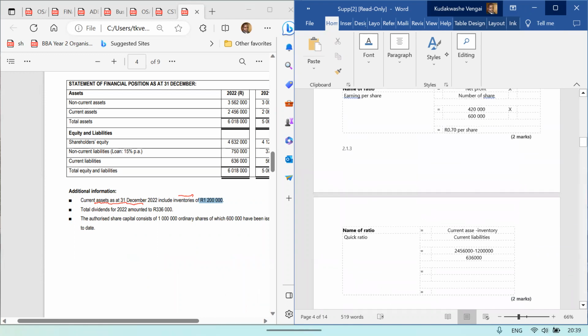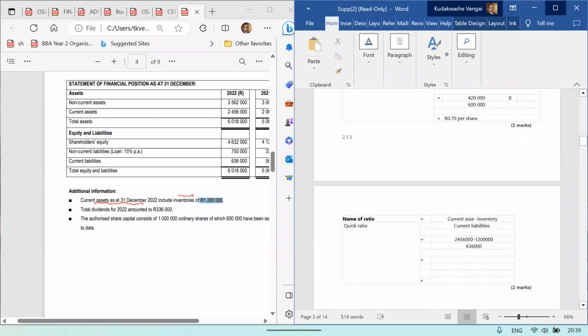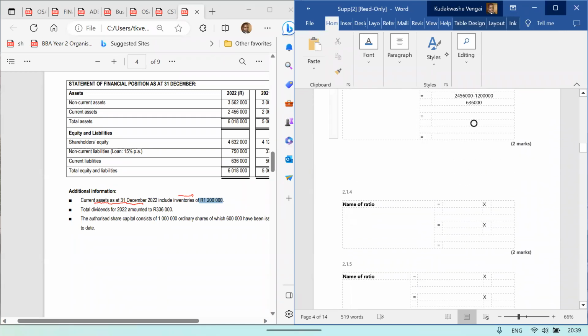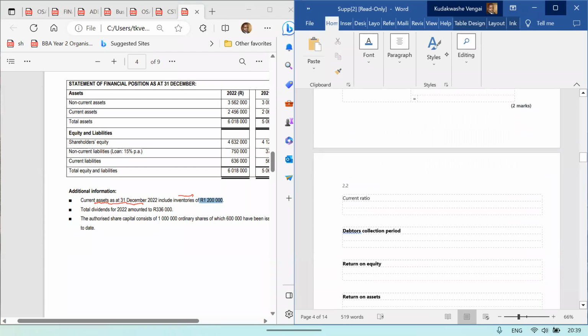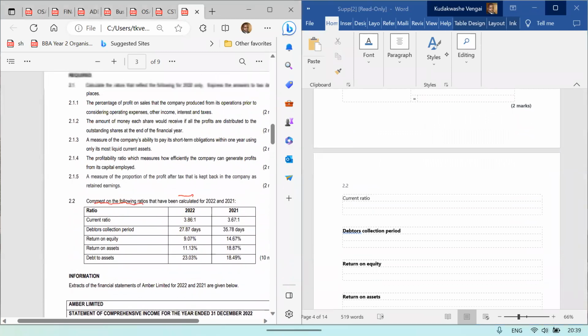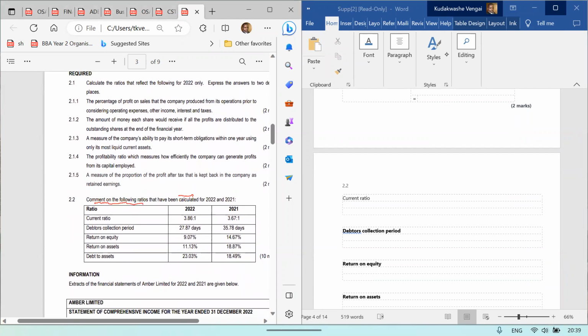Once you are done with your calculation of ratios, you go through all of the different ratios. You name the ratio, you put the formula, you put the figures. Once you're done with the ratios, you can see over here, question 2.2. It says, comment on the following ratios that have been calculated for 2022 and 2021. Now, this is theory. So you need to understand what each ratio means. So current ratio, you've got two current ratios over there.